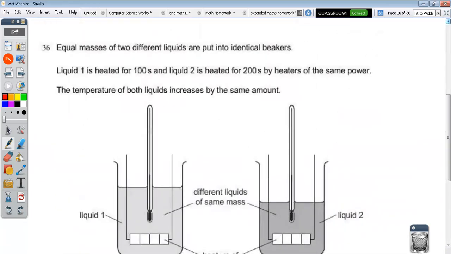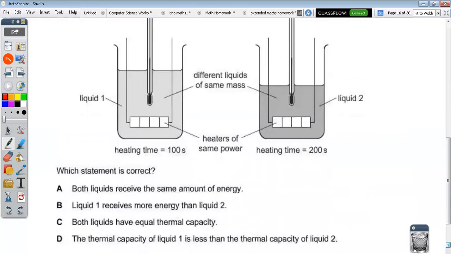Now, equal masses of two different liquids are put in two identical beakers. Liquid Y is heated for 100 seconds. Liquid Z is heated for 200 seconds by a heater of the same power. The temperature of both liquids increased by the same amount. Same amount. Which statement is correct?